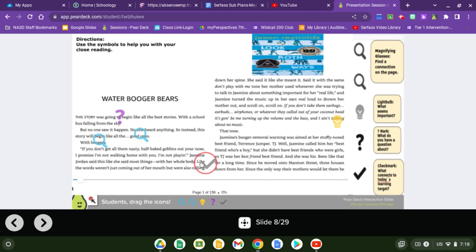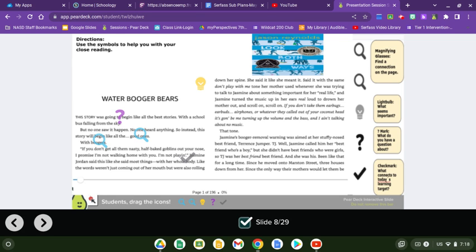Already I'm thinking, what could that mean? What does it mean to say something with your whole body? Like the words weren't just coming out of her mouth, but were also rolling down her spine. She said it like she meant it. She said it with the same don't play with me tone her mother used whenever she was trying to talk to Jasmine about something important for her real life.